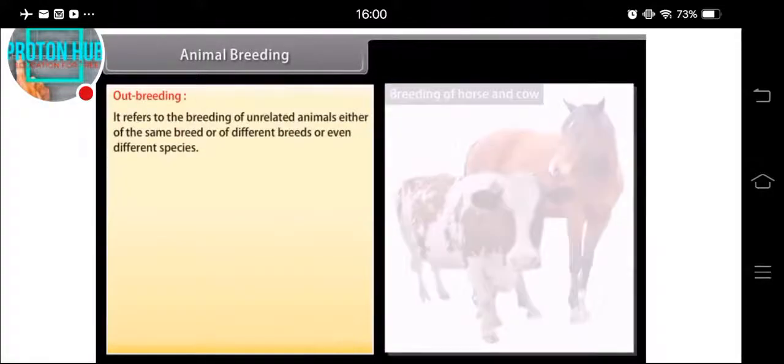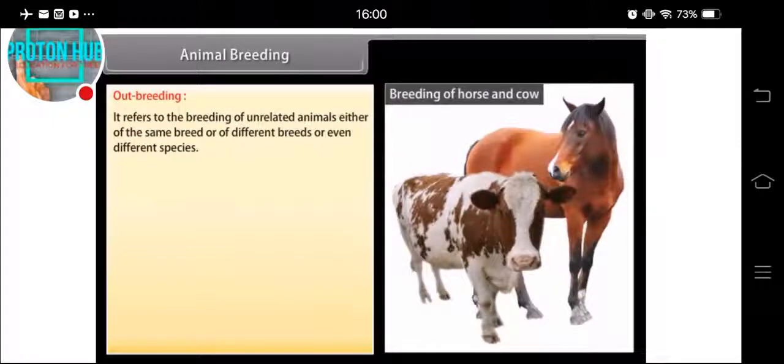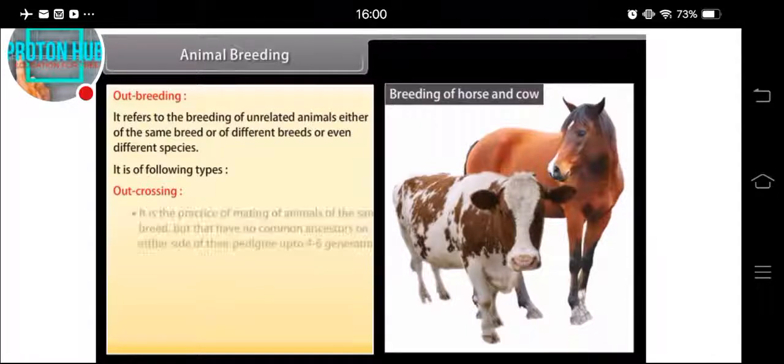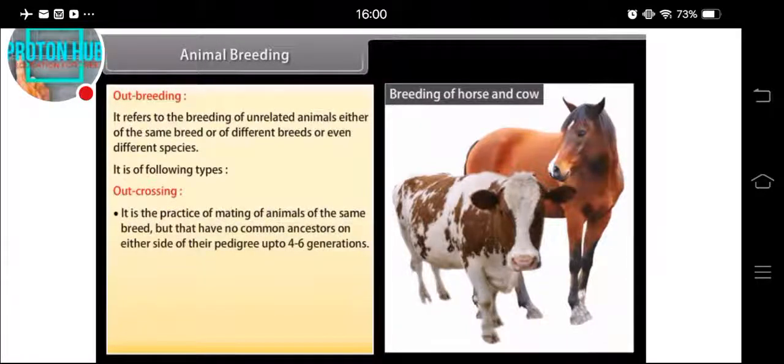Outbreeding. It refers to the breeding of unrelated animals, either of the same breed or of different breeds or even different species. It is of the following types. Outcrossing. It is the practice of mating of animals of the same breed, but that have no common ancestors on either side of their pedigree up to 4 to 6 generations. The offspring of outcrossing is called an outcross.